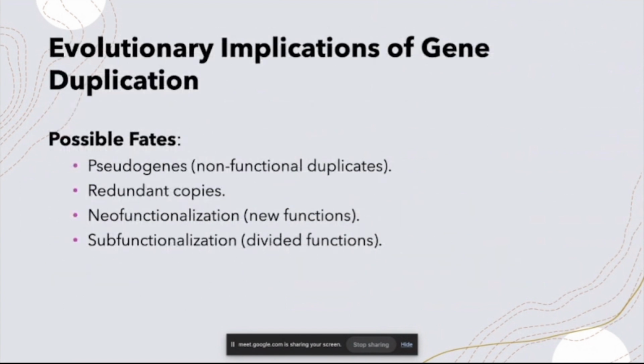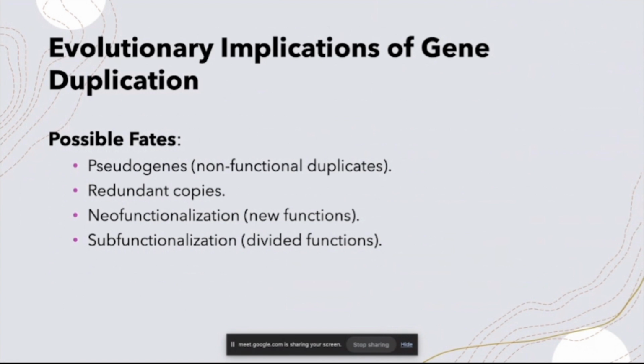Okay, so the evolutionary implications of gene duplication. If a gene becomes duplicated, what will this mean? What can happen? Well, it can result in creating pseudogenes. Pseudo basically means fake, so these are fake genes. These are genes that are non-functional. They are not going to make proteins which are working properly. Or redundant copies. Again, proteins that are not working properly.